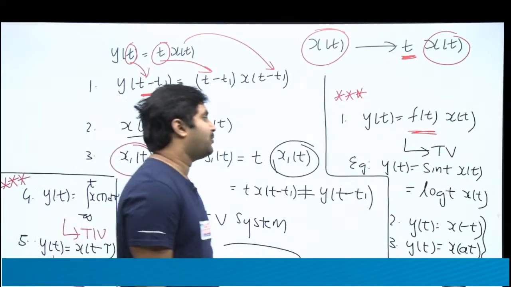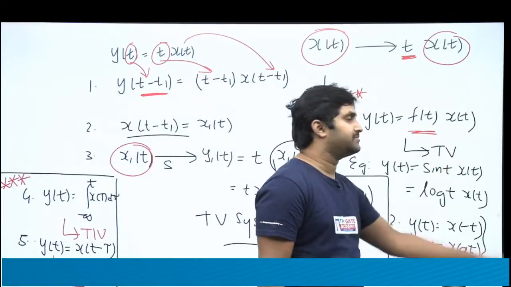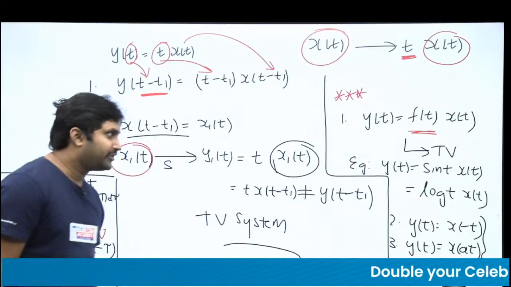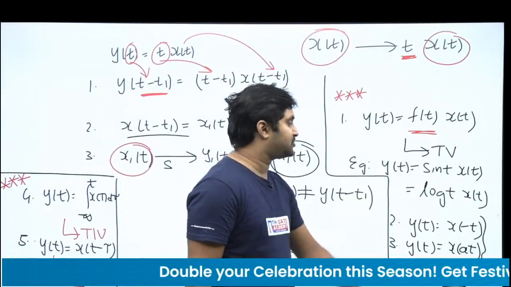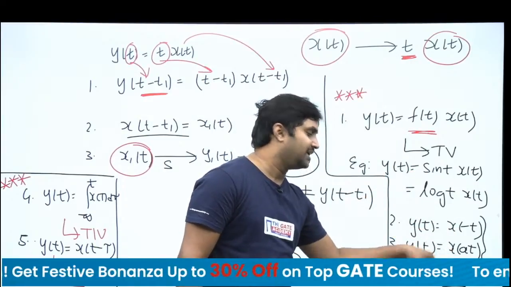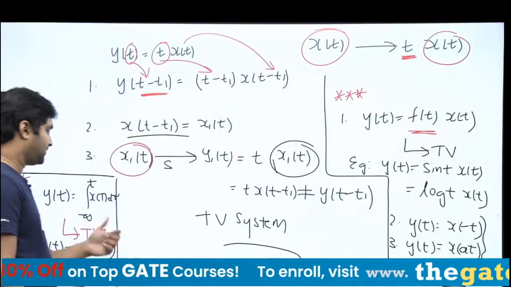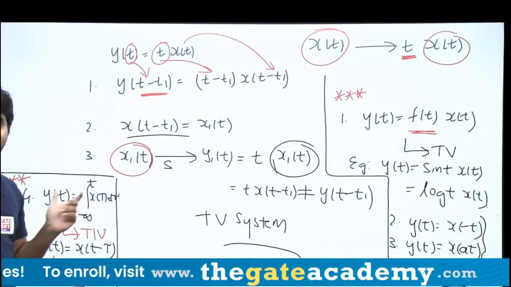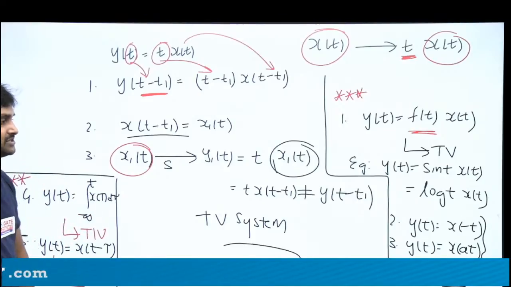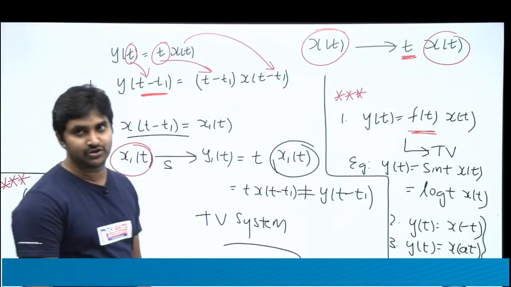These are some very, very important observations. y of t is equal to f of t times x of t, it's a time variant operation. Examples: time reversal, time variant operation; time scaling, time variant operation. But a simple time integrator is a time invariant operation. That is time variant, this is time invariant. Simple shifting is an example of a time invariant operation.